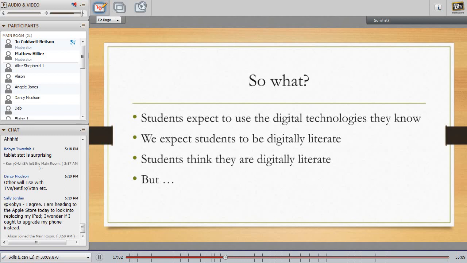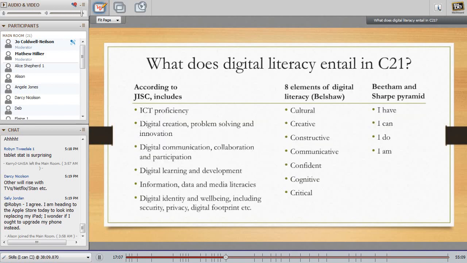So what does digital literacy entail in the 21st century? It's easy to see the significant changes that have occurred to digital technologies in a very short time. Students are significant consumers of digital technology. Does that mean they can use what we use or what we want them to use? We assume that our students are digitally literate, and most think they are. But what should digital literacy entail in the 21st century?